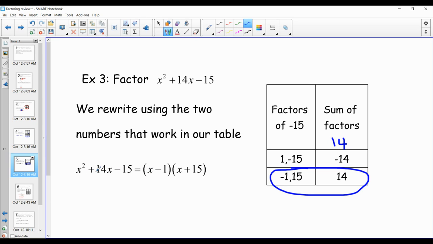This is the pair that we need. And again, because this was a leading coefficient of 1, we just put an x and an x. You can check by foiling out to make sure you got it right.